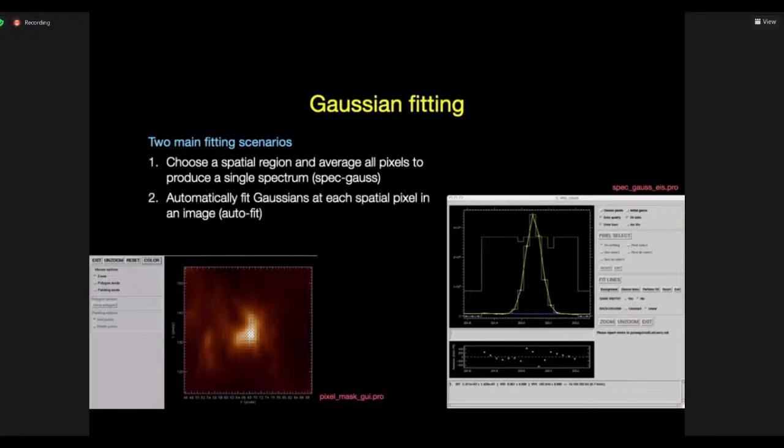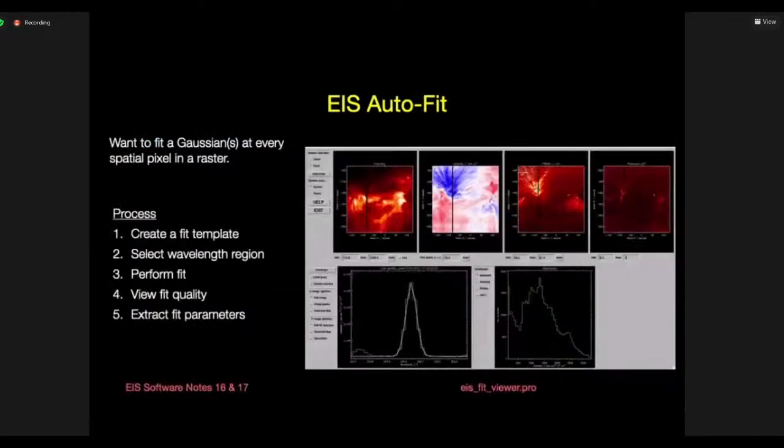And the other type of Gaussian fitting we have is when you want to take a raster image with many pixels, it might be 100 pixels by 100 pixels, and automatically fit Gaussians at every single spatial pixel in that image. And that's what I call autofit.